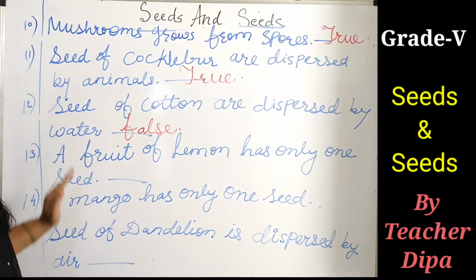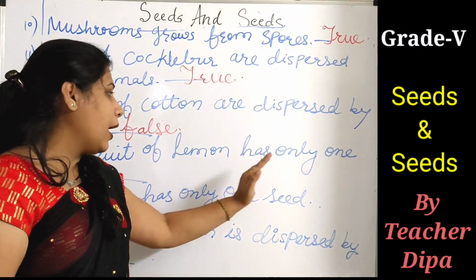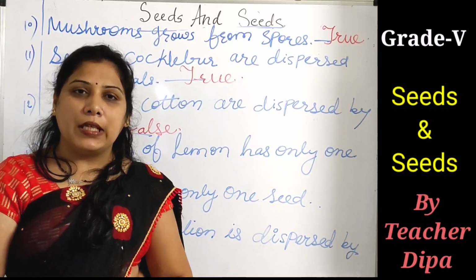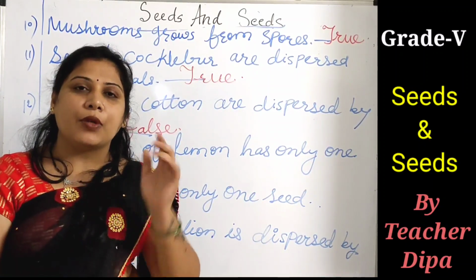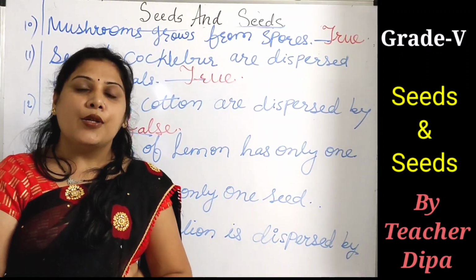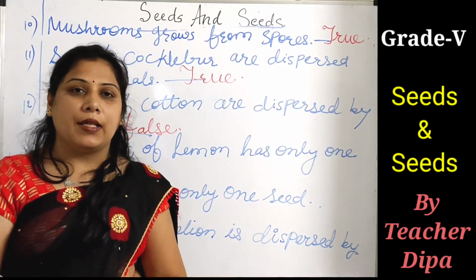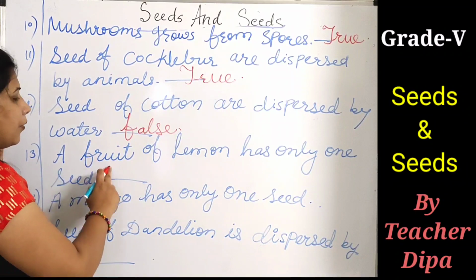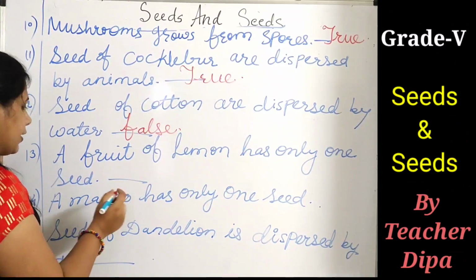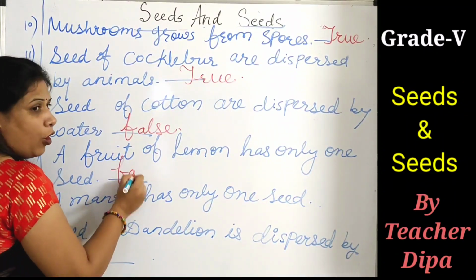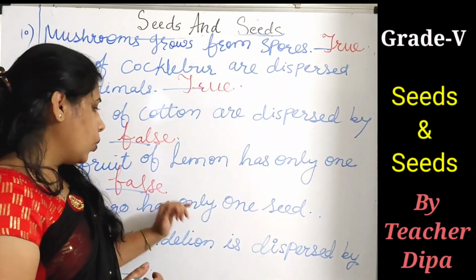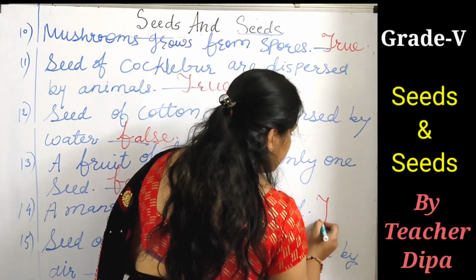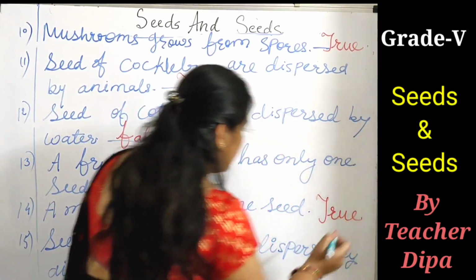The next is, a fruit of lemon has only one seed. You have seen the lemon fruit. When you cut it, you can see the seeds inside it. So there are many seeds in a lemon. So this statement is incorrect. A fruit of a lemon has only one seed is false. Yes, a mango fruit has one seed inside it. So that is a true statement.